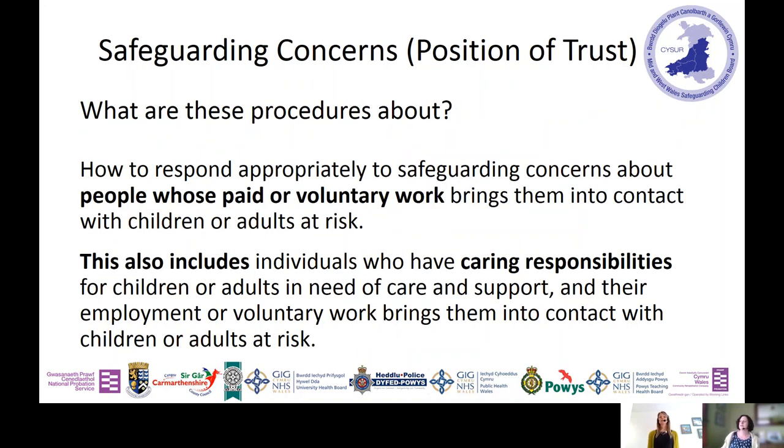So what are these about? These are how to respond appropriately to safeguarding concerns about people whose paid or voluntary work brings them into contact with children or adults at risk. It also includes individuals who have caring responsibilities for children and adults in need of care and support, and their employment or voluntary work brings them into contact with children or adults at risk. And I think examples of these are, you know, scout leaders or brownie leaders or football coaches who coach young children at the weekend. So that's just an example.